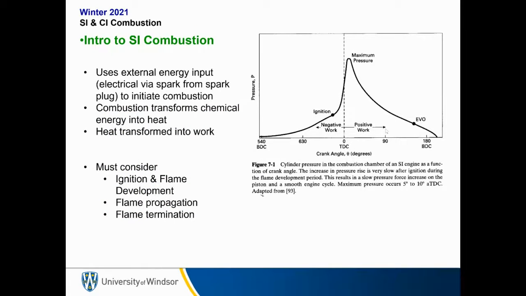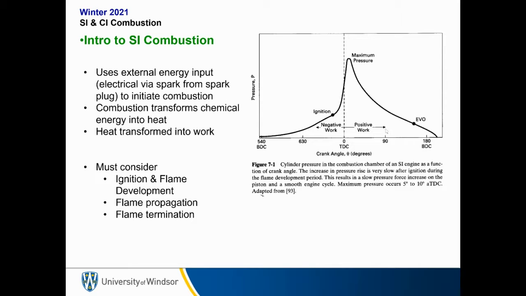Okay, so spark ignition combustion. This uses an external energy input. Generally it's electrical, via a spark from a spark plug, to initiate combustion. This combustion transfers energy into heat, and the heat is transformed into work. Now that is common to compression ignition as well.